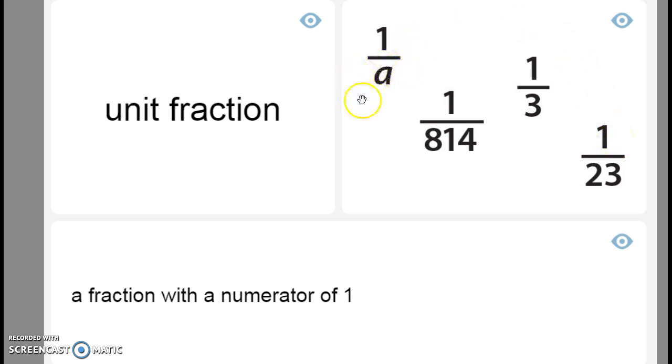In this one, they've used the letter A for an unknown number, so any number could go here where the A is. Here they're talking about one part out of a whole divided into 814 pieces. Wow, that's a lot of pieces. Here's 1/3. You've seen this before. Here we're talking about the unit fraction of 1 piece out of 3. And this fraction we would read as 1/23, meaning 1 out of 23 equal pieces.